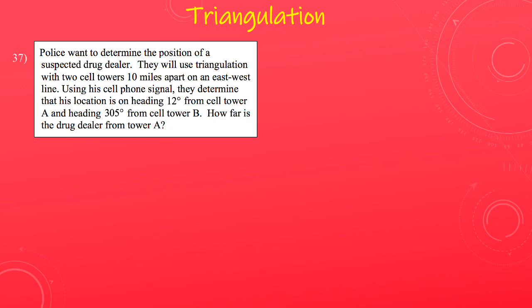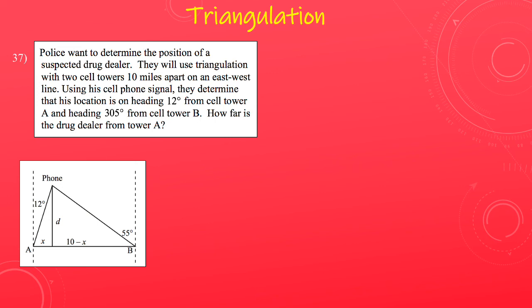In number 37, we have the fact that police want to determine the position of a suspected drug dealer. They will use triangulation with two cell towers 10 miles apart on an east-west line. Using his cell phone signal, they determine that his location is on heading 12 degrees from cell tower A and heading 305 degrees from cell tower B. We'd like to know how far the drug dealer is from tower A.